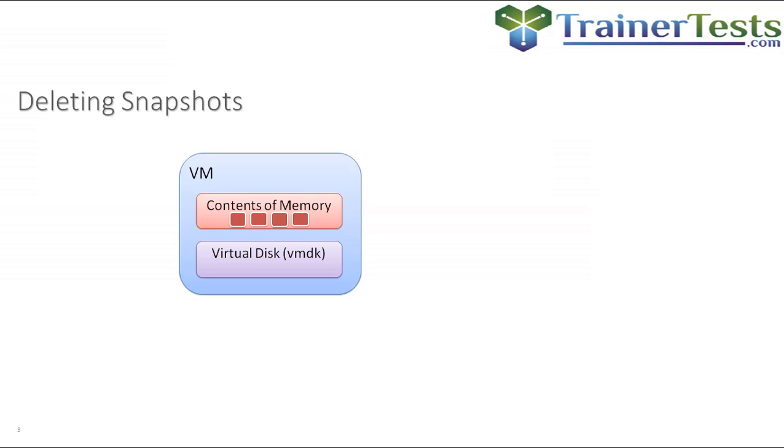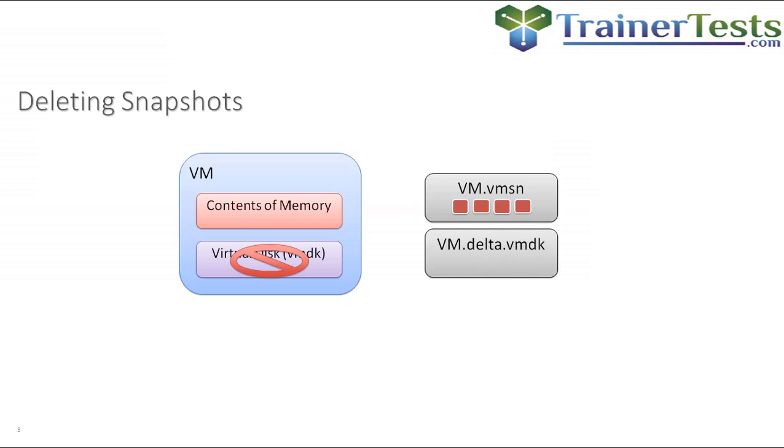However, snapshots are not without their limitations. So, for example, let's go back to this VM. And again, the virtual machine is running and it has a single virtual disk. And when we take our snapshot, the contents of memory are captured in that VMSN file. The VMDK is marked as read-only. And the new delta.vmdk is created. And moving forward, that's where all live writes of data occur.